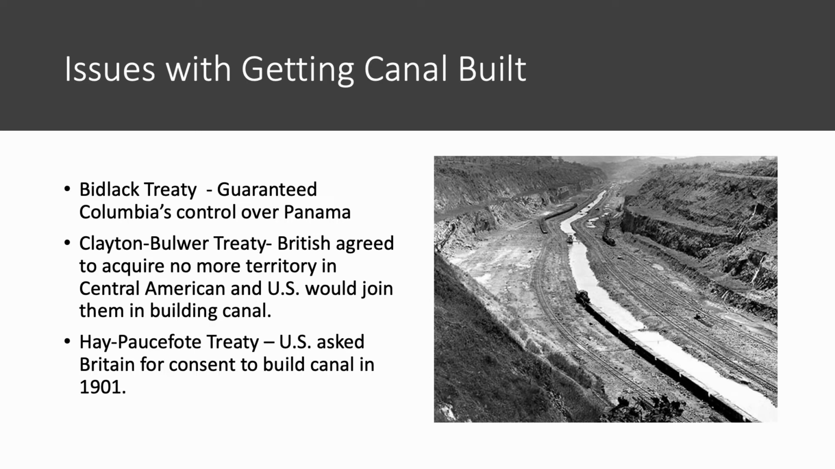Another treaty that was created was the Clayton-Bulwer Treaty, and in this treaty the British agreed to acquire no more territory in Central America, and that they wanted to join up with the United States to build the Panama Canal. The United States is going to create the Hay-Pauncefote Treaty, in which they're going to ask Britain for consent to build a canal on their own. They don't want to build it with Great Britain. The United States wants to do it on their own. All this is good, but it all depends on who has control of Panama at the time.